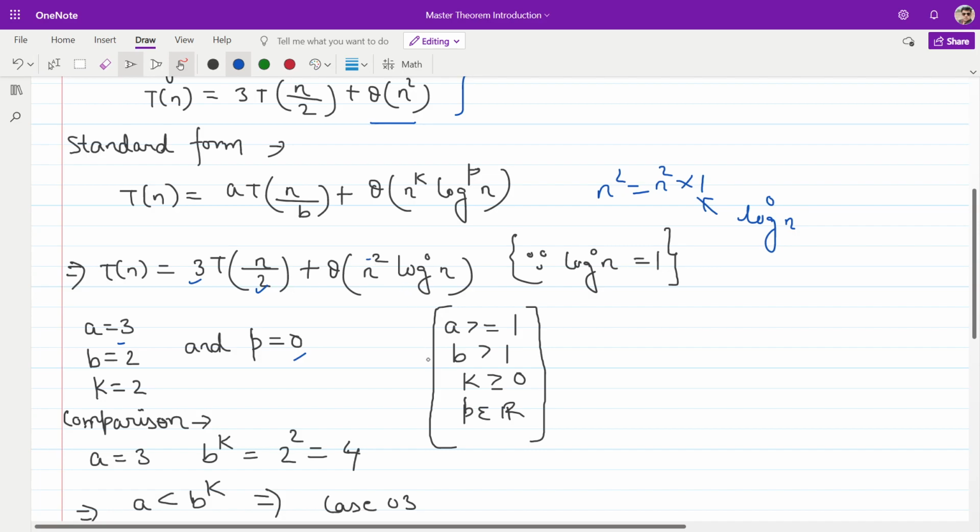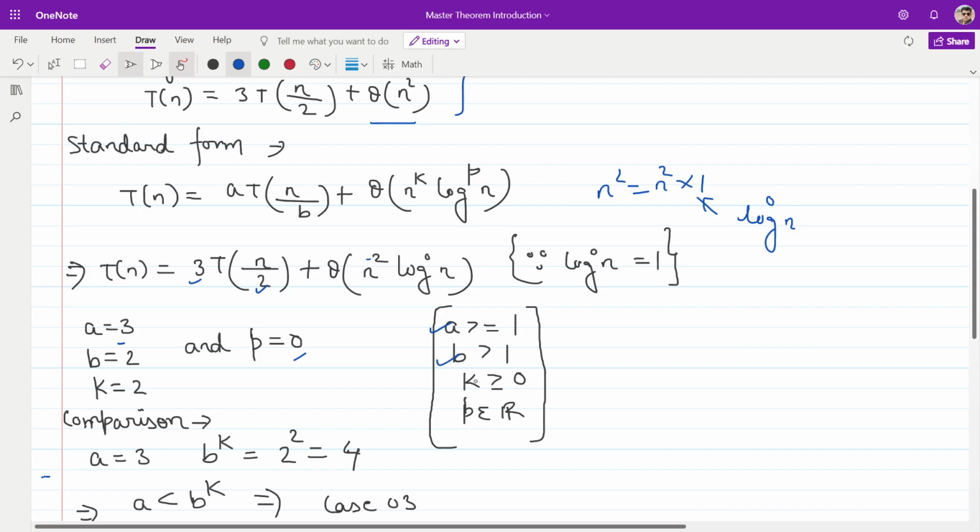Now in step 3 we will find out if the coefficients actually conform to the constraints. So what are the constraints? The value of a should be greater than or equal to 1. In our case it is equal to 3, which means constraint 1 is satisfied. Another constraint is that the value of b should be greater than 1. In our case it is equal to 2, which means constraint 2 is also satisfied.